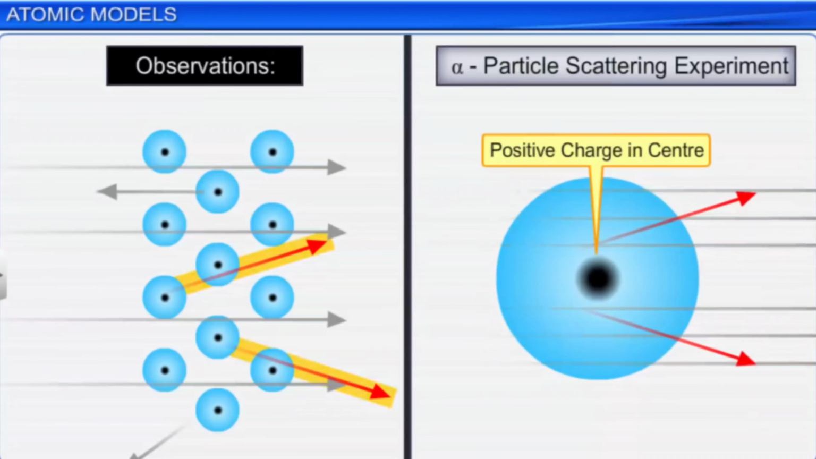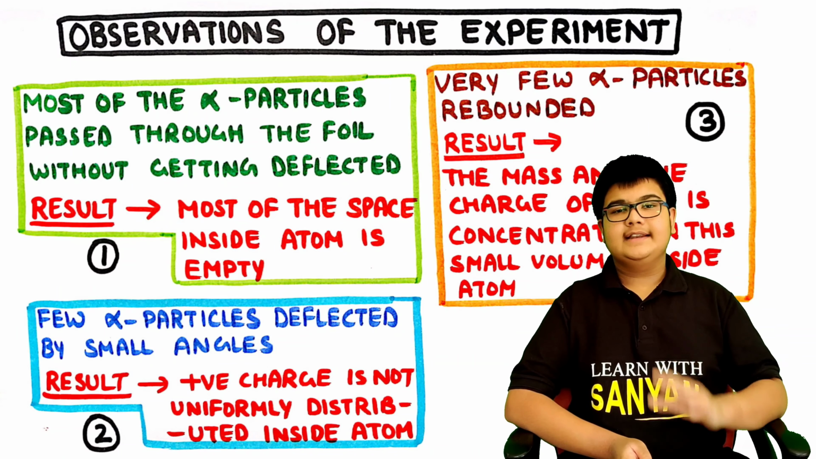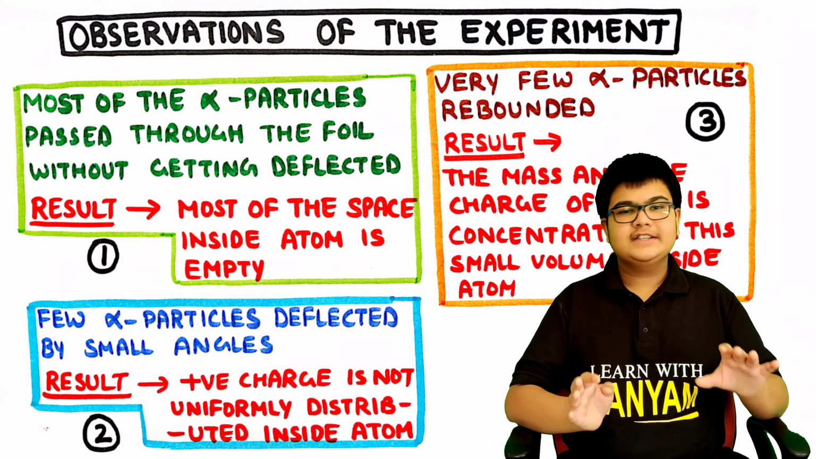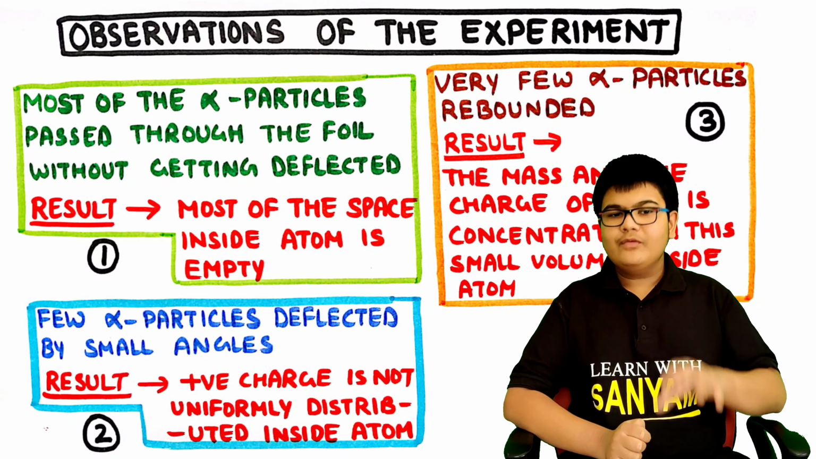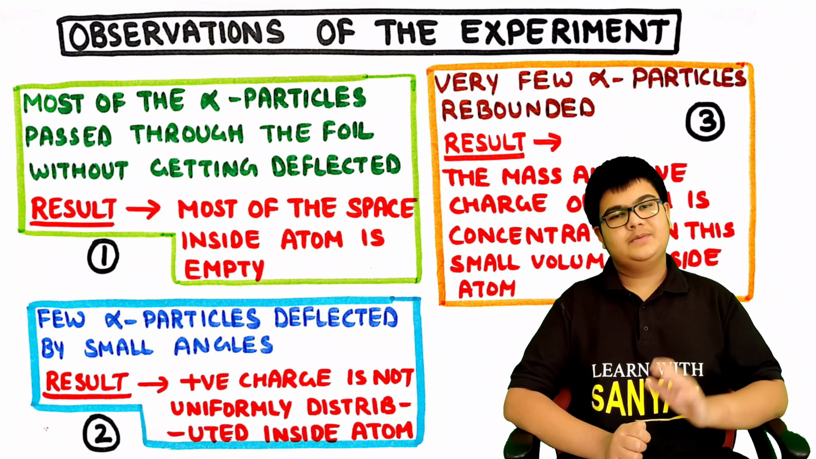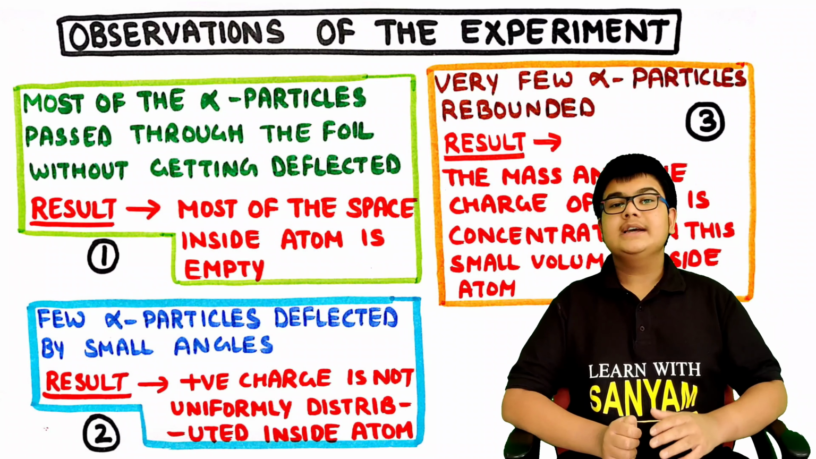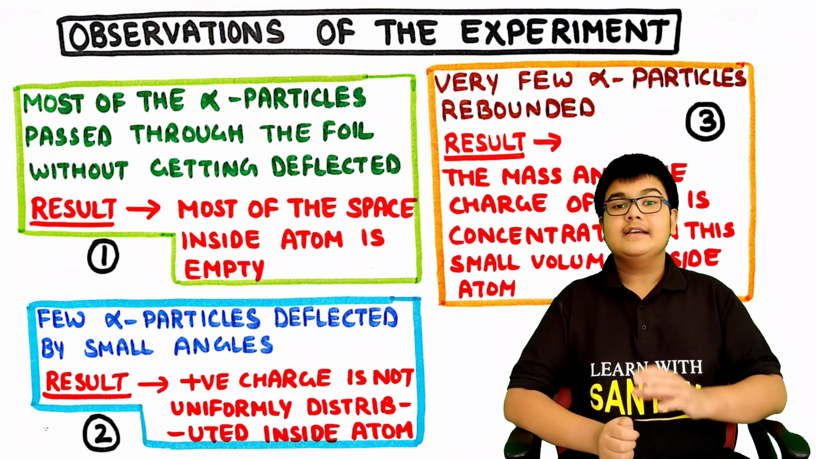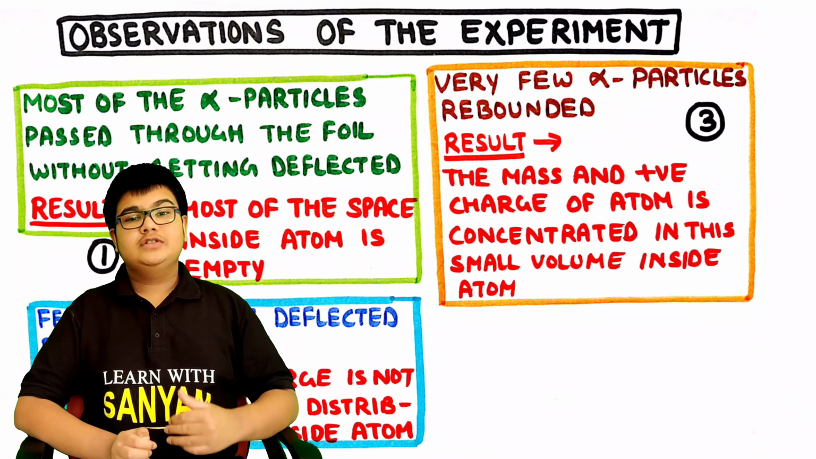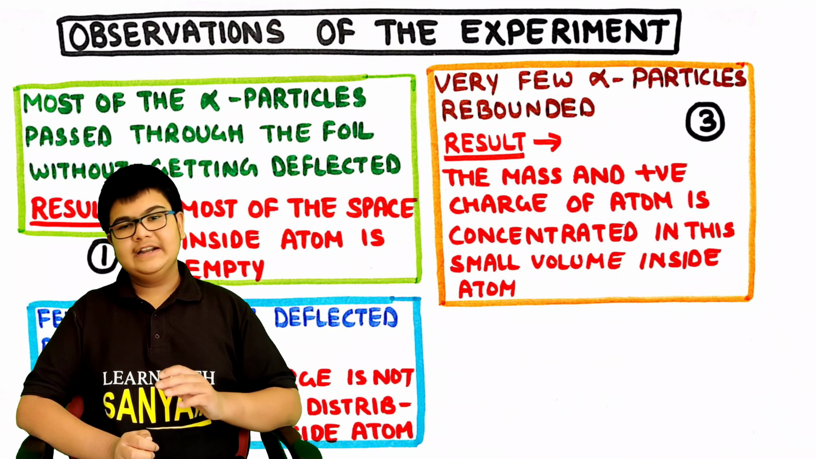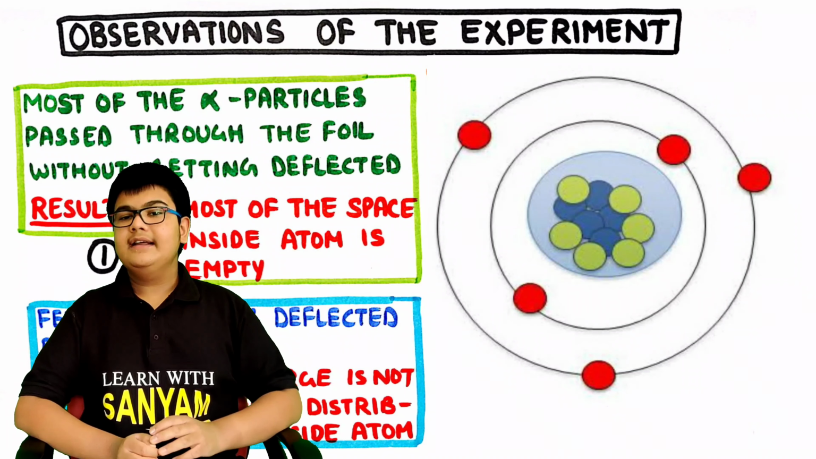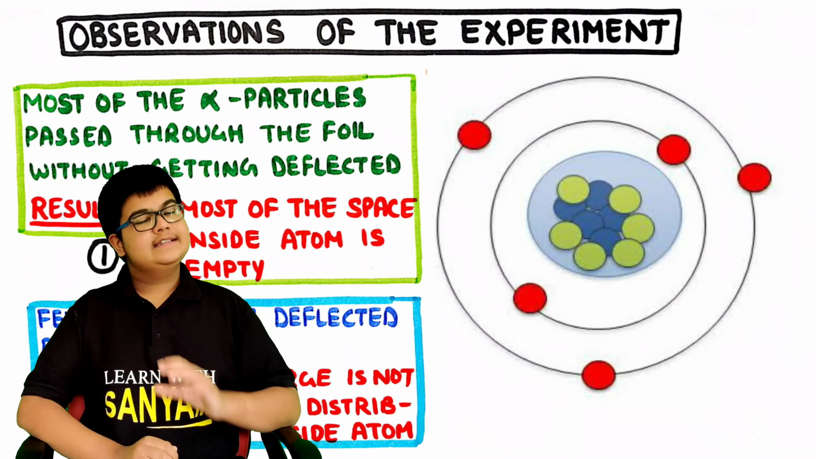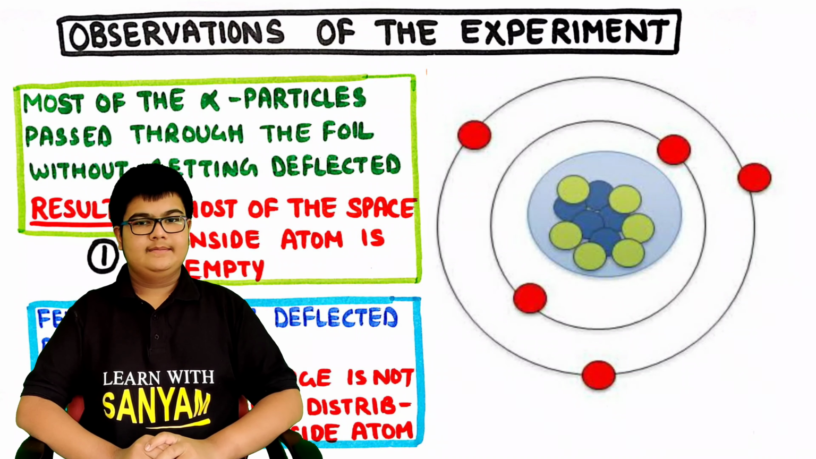So this proves that Thomson's model of atom is incorrect, because Thomson's model said that the positive charge is uniformly distributed. But now Rutherford has proven that positive charge is not uniformly distributed inside the atom. This is because a few alpha particles were getting deflected, and very few alpha particles rebounded. So this means that the mass and the positive charge of the atom is concentrated in a very small volume inside the atom. And this region is now known as the nucleus of the atom.